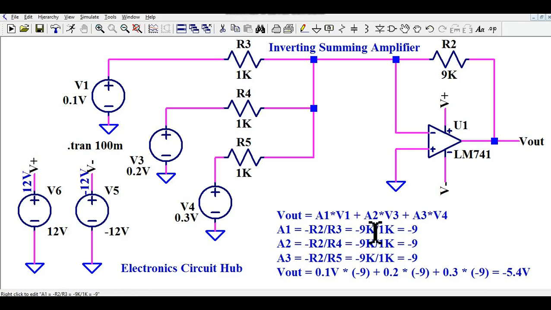Okay, since your input is connected at the inverting terminal of an op-amp, your output should be negative. Your output should be negative, since in an inverting amplifier the output is out of phase with the input. If input is positive, output has to be negative. So for this circuit our V out equals minus 5.4.